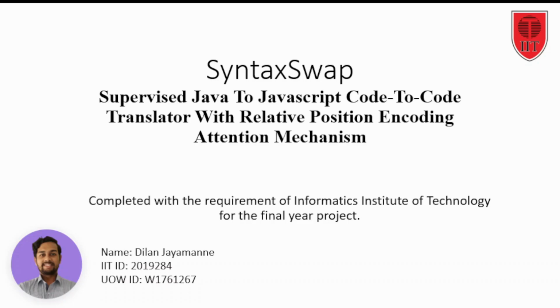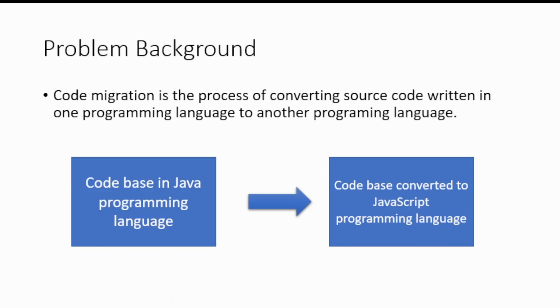So, first I'll start with the problem background. Code migration is the process of converting source code written in one programming language to another programming language. You have the code base, which is written in one programming language, as an example in Java, and then if you want to convert that into a new, modern language based on the requirement of the company, you may have to convert that into a target language, right? Like this, Java to JavaScript.